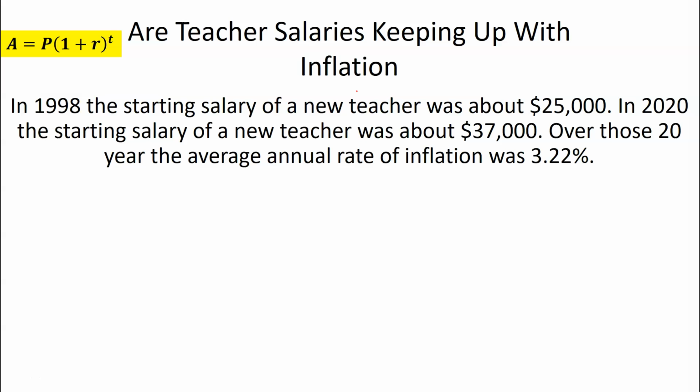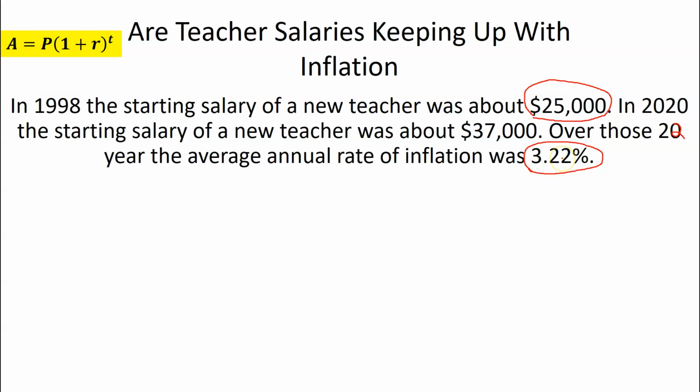Okay, well, let's take a look at something a little bit more specific, something that I know something about. I started my teaching career back in 1998, and my first year teaching contract was for about $25,000. I rounded a little bit there. In 2020, the starting salary of a teacher was about $37,000. Over those, actually, this is 22 years, the average inflation rate, I looked this up, was on average 3.22%.